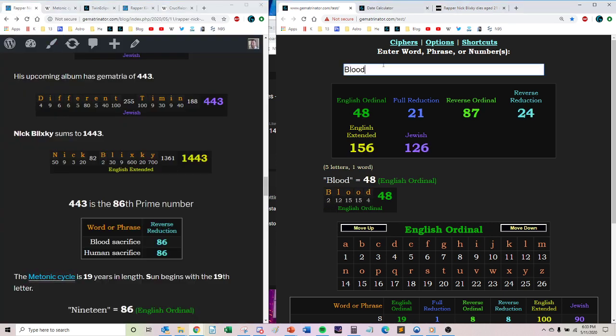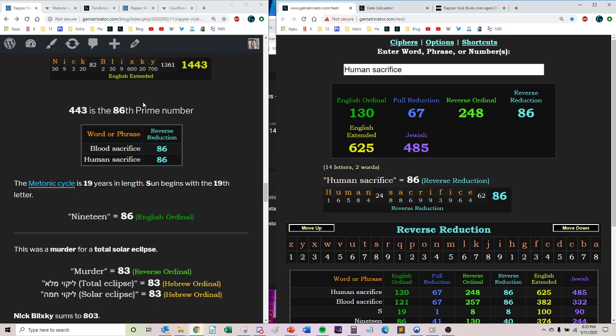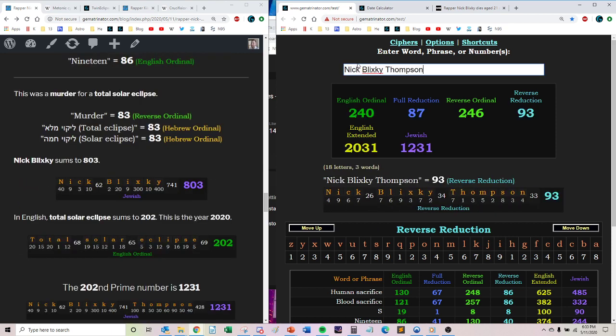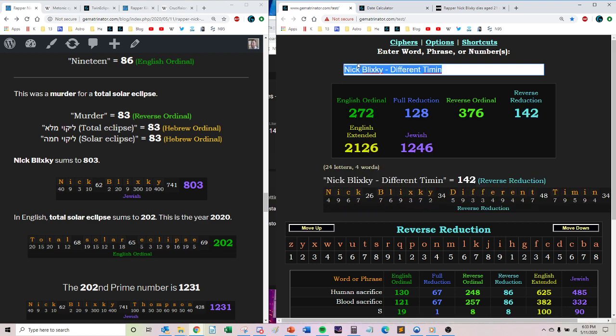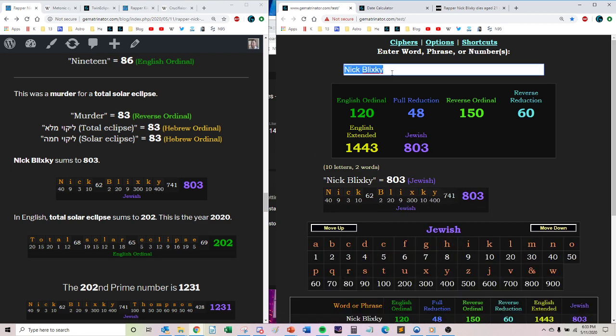So 86, the gematria of blood sacrifice. Also the word human sacrifice. 86, a term for offing or getting rid of somebody. So interesting to see this number coded in here. I also want to mention the gematria of just Nick Blixky in Jewish gematria. See how this sums to 803.